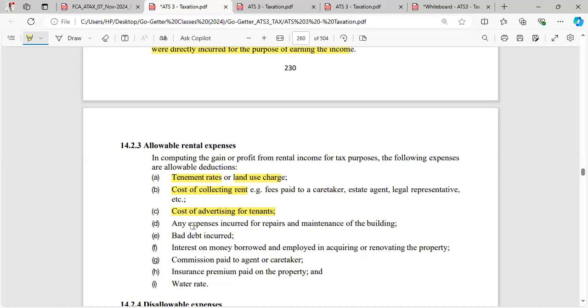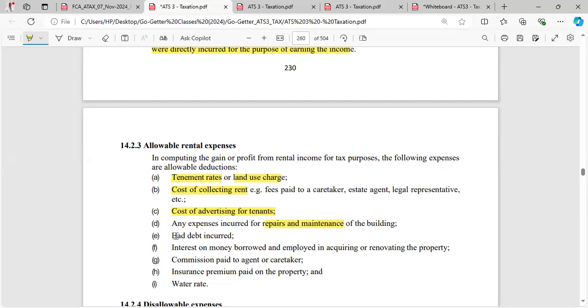Then any expenses incurred for repairs and maintenance of the building. So it means that no tenant will want to come and rent a place that is in disrepair or that is dilapidated. You need to put it in good order, give it a facelift, repair, maintain the building. It means cost of painting, cost of small repairs. All of these things is just to put the house in good order so that it can be rented.